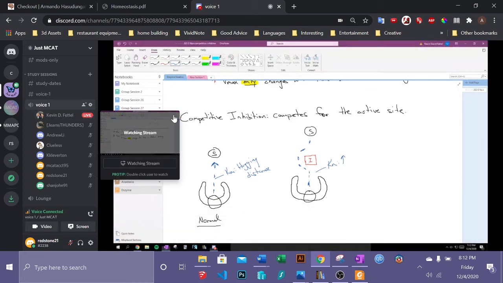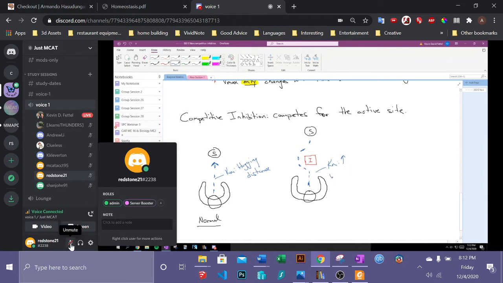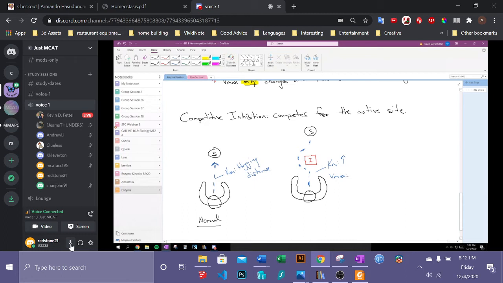Now, let me pick on somebody else. Redstone, let me pick on you. Vmax, what happens to Vmax? What happens to Vmax? Are you sure? Why does it say the same? We'll talk about that here in a sec. But Vmax has nothing to do with saturation, well, per se, not in this example. Okay, let me hop into it.